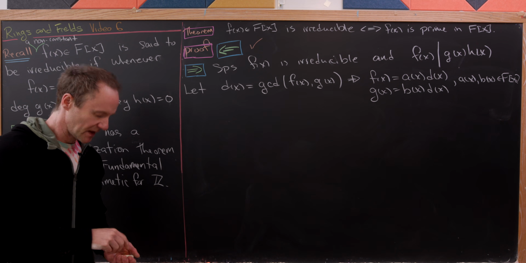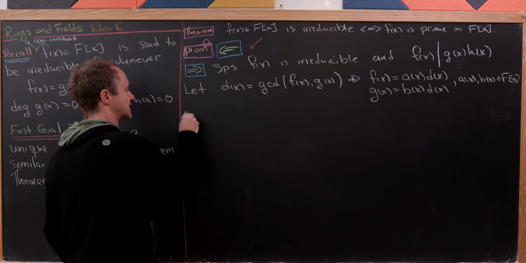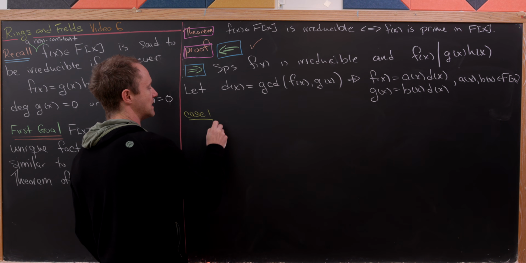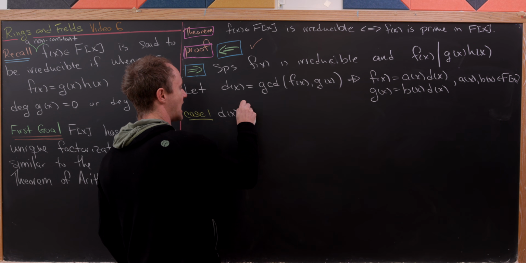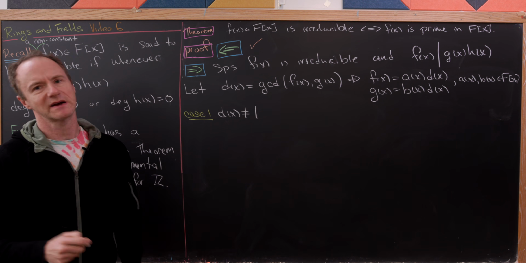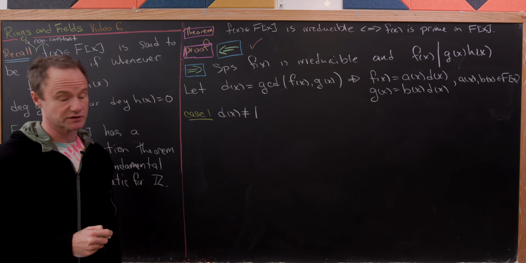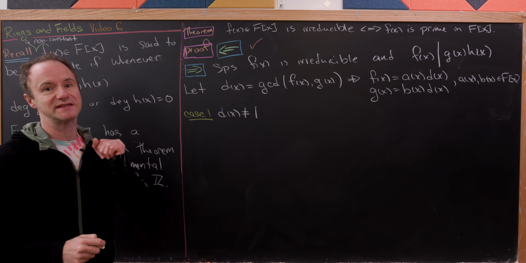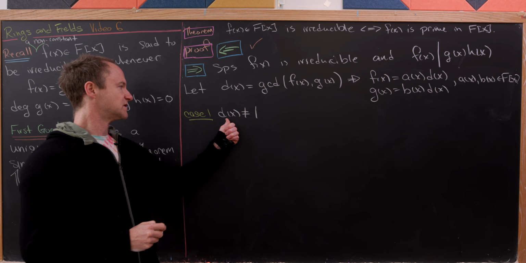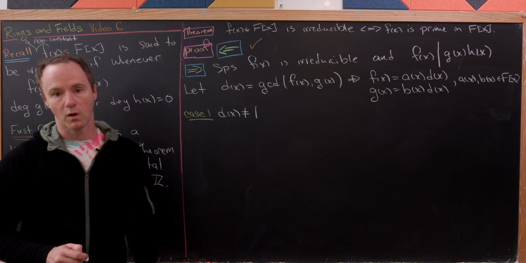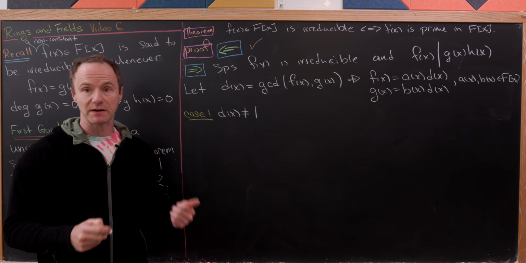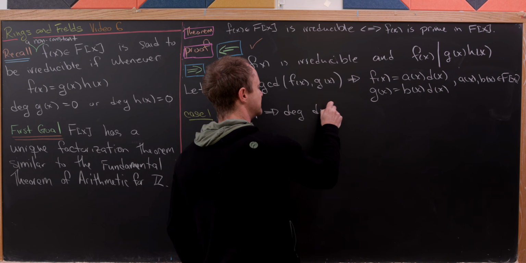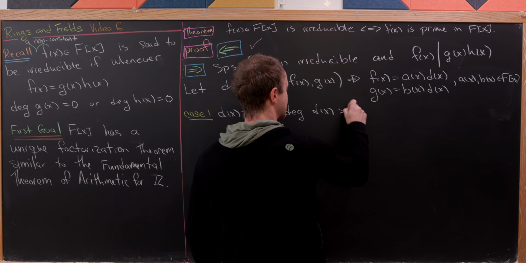Okay, good. Now we're going to start breaking this into cases. So here's my first case, and that will be that d of x is not equal to 1. And then my second case will be d of x is equal to 1. But let's recall that greatest common divisors were always monic polynomials. So if d of x is not equal to 1, and it has to be a monic polynomial, that tells us that the degree of d of x is bigger than 0.